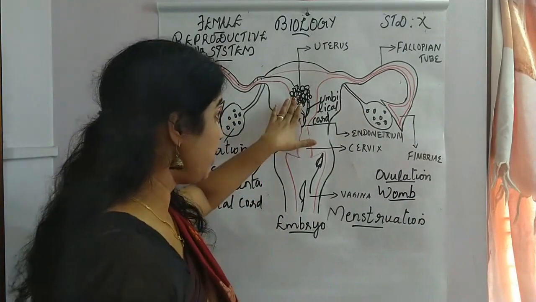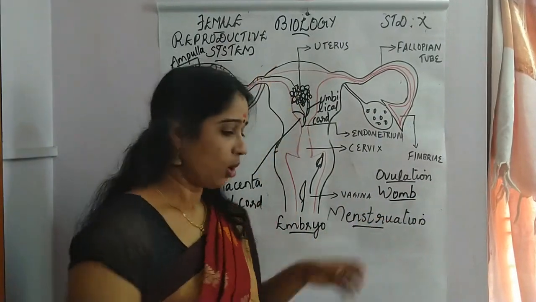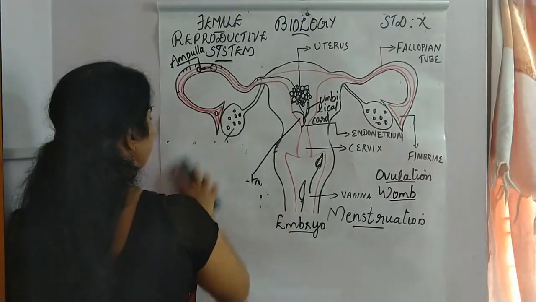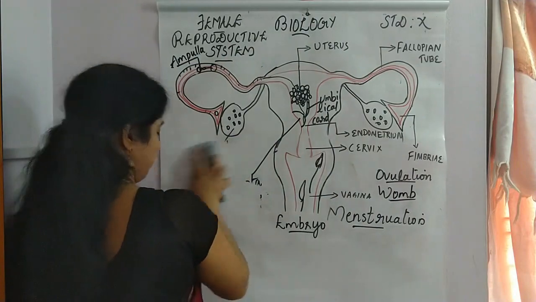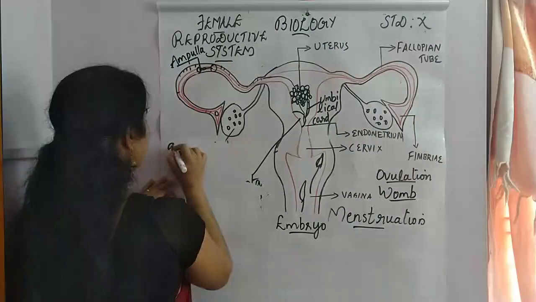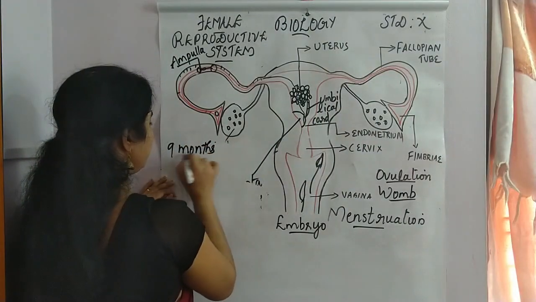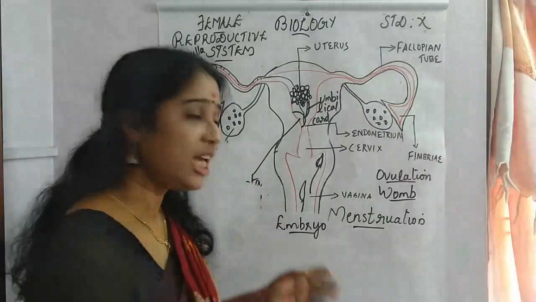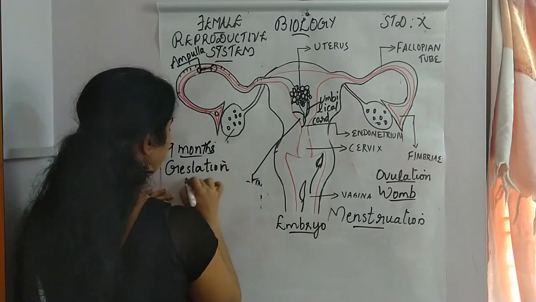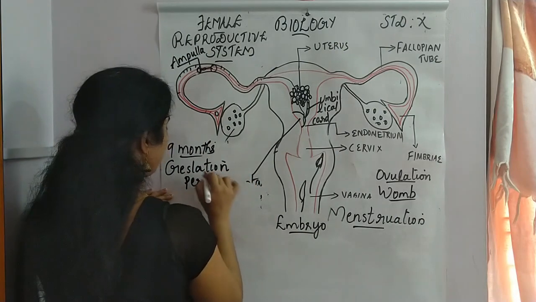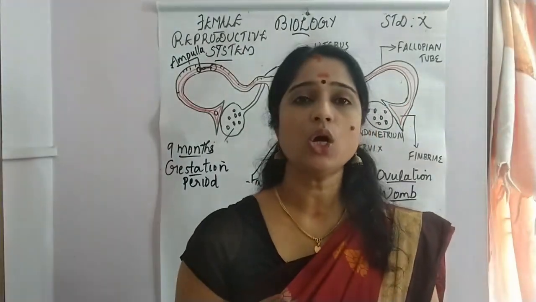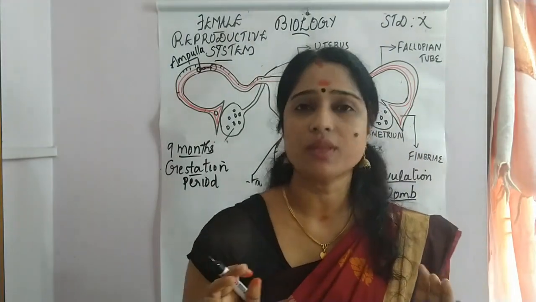So this baby or the fetus grows in the womb of the mother, or the uterus of the mother. The baby or fetus remains in the womb of the mother for nearly 9 months, and that period is known as the gestation period. What is gestation period? It's the time period for which the fetus remains in the womb or uterus of the mother.